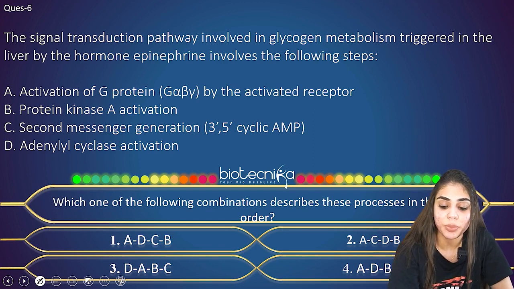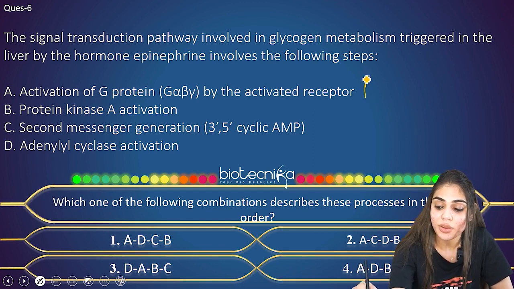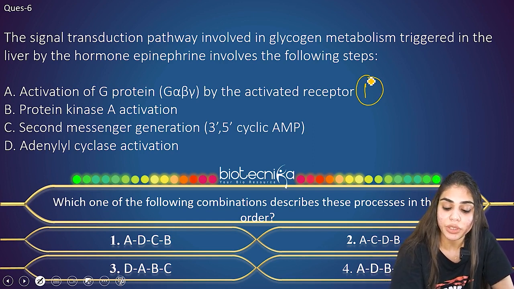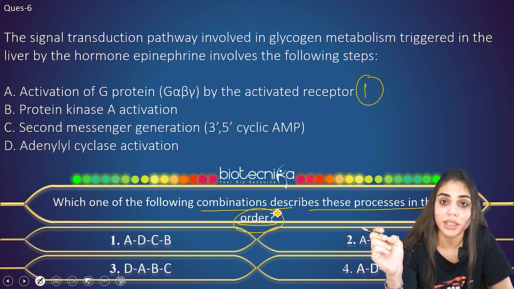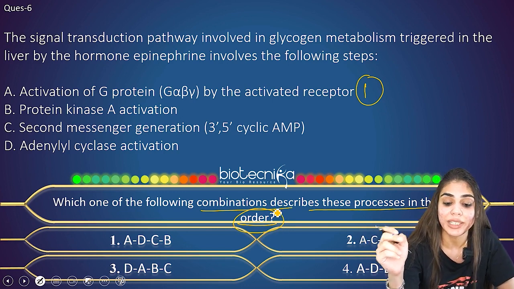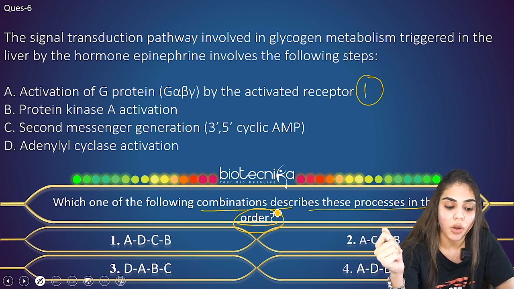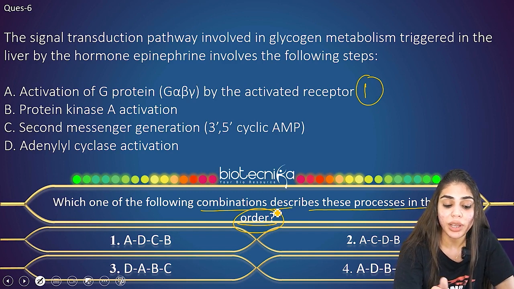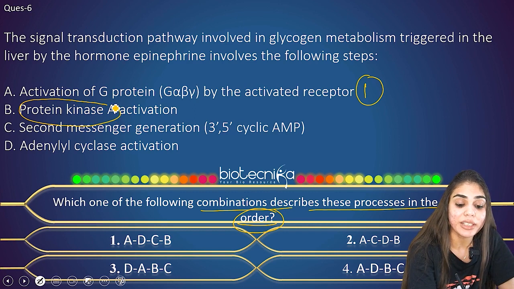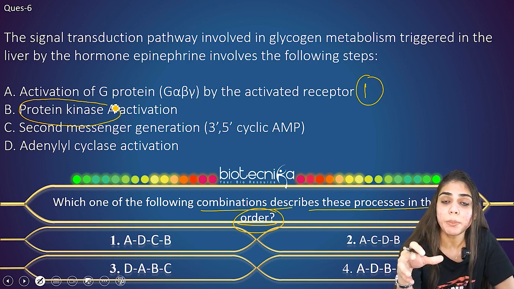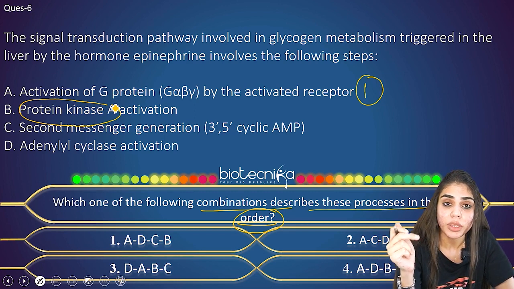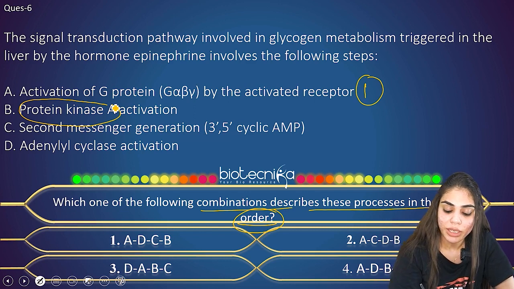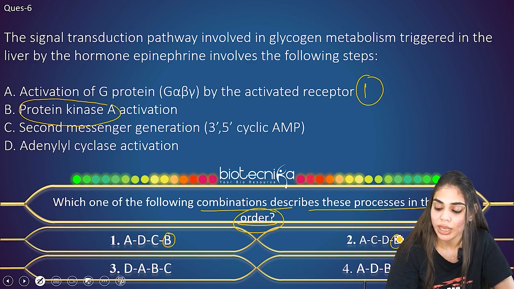Activation of G protein by the activated receptor. Yes, this is the first step. Here we have to select which combination describes this process in the right order, so we have to select the correct sequence of this GPCR pathway taking place with epinephrine. There will be activation of G protein. Yes, correct. Protein kinase A activation comes at the last, because the cAMP that is formed activates the protein kinase A pathway. You can see option B has it at the last in only two options, so we can make this a wrong option.